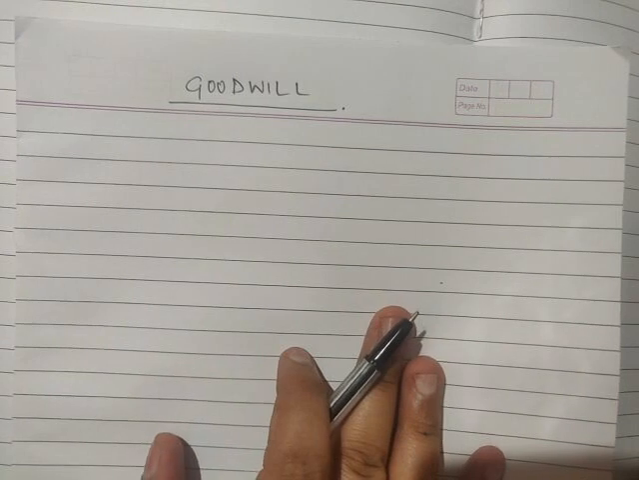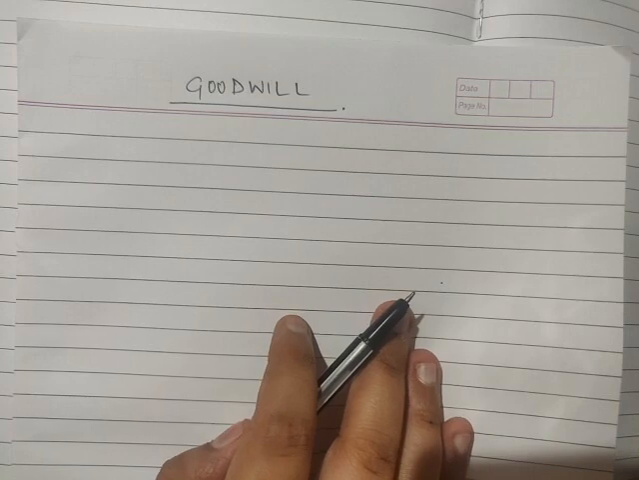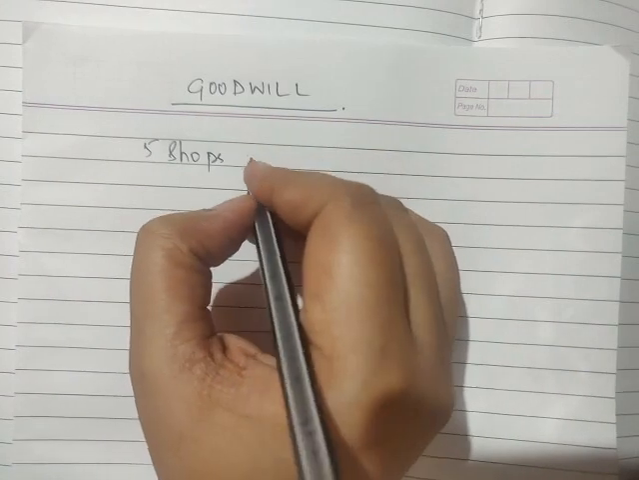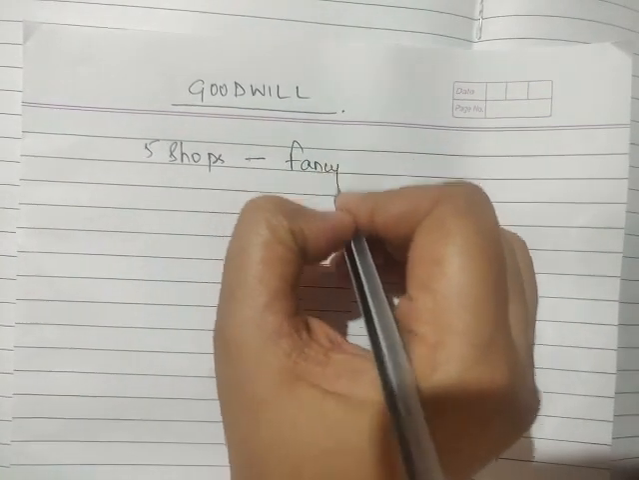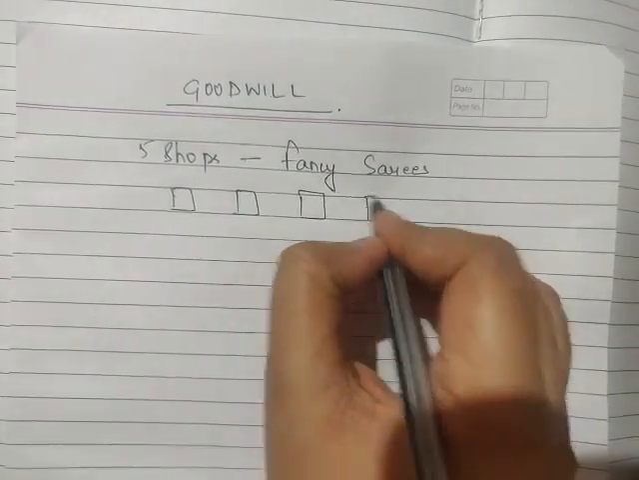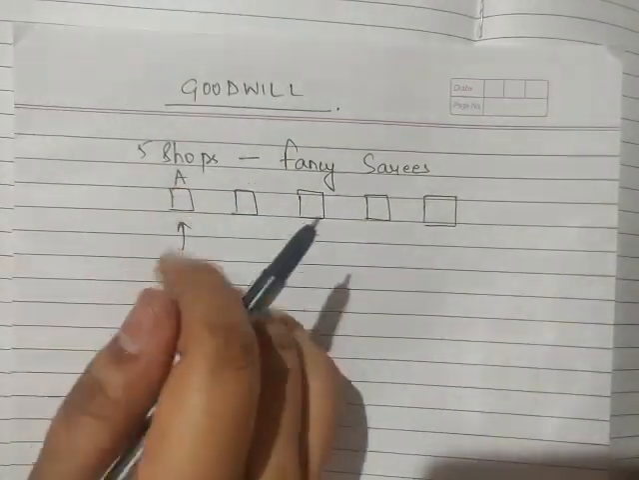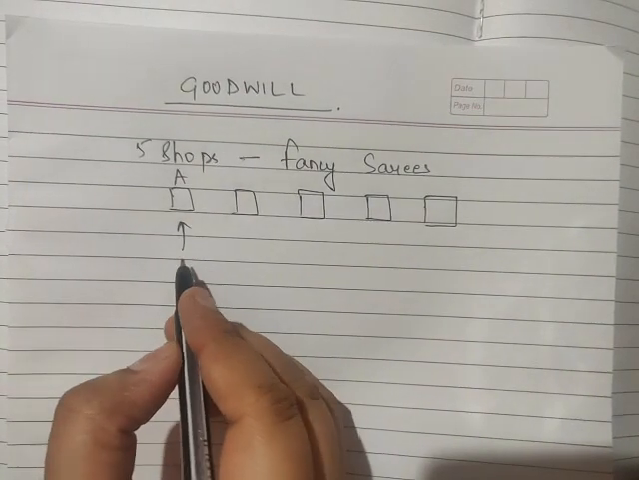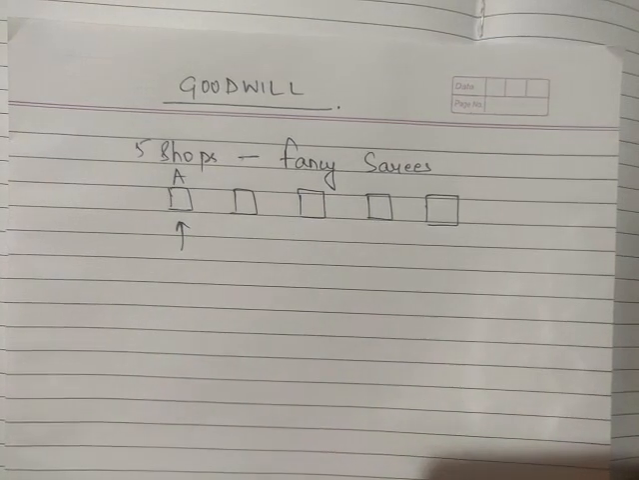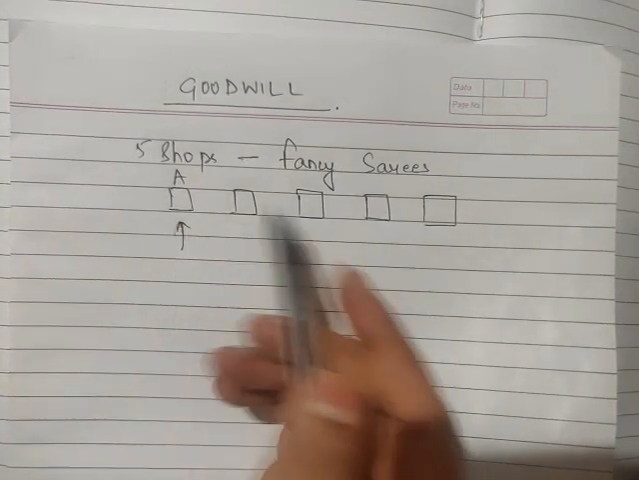Let us take a basic example. Suppose in your locality there might be 5 shops that are selling fancy saris. On the first day, you went to say shop A and you did not like the collection of the shop or the hospitality offered by the owner. So the next time when you want to do the shopping, you go to the next shop.